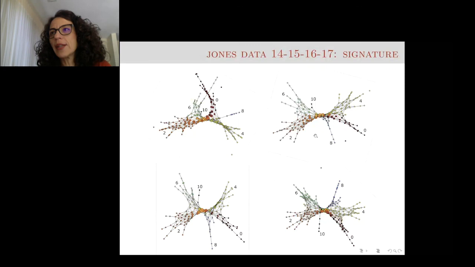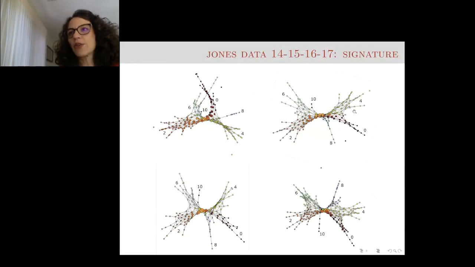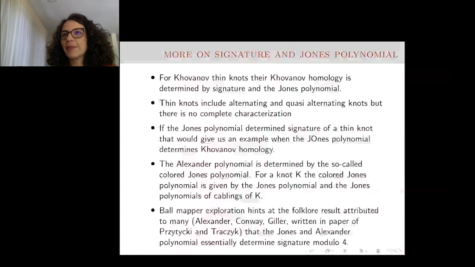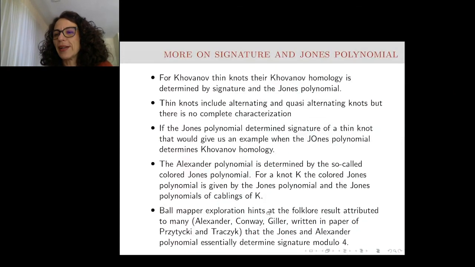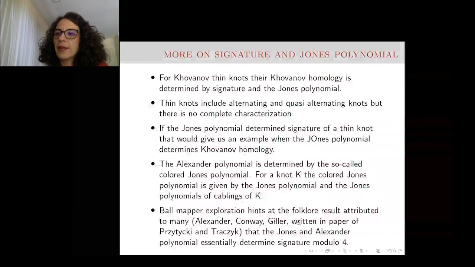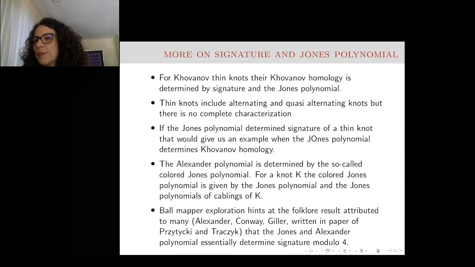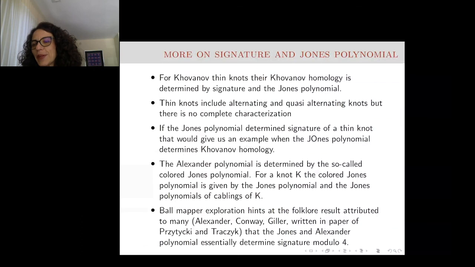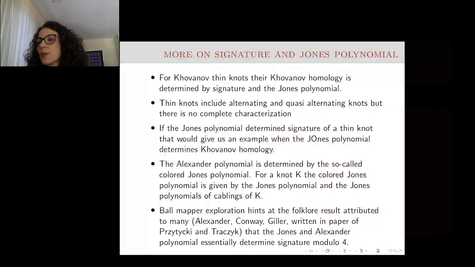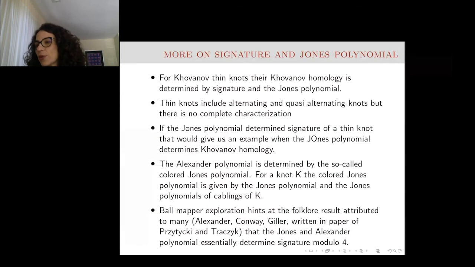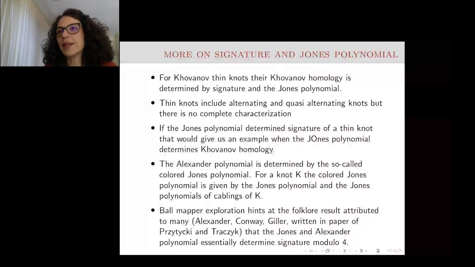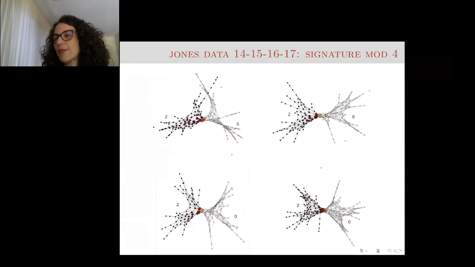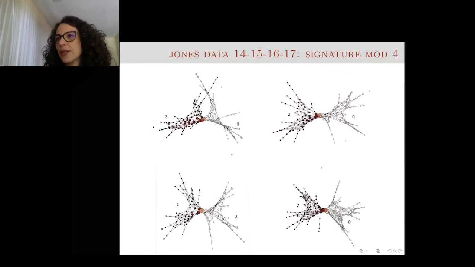But then you can look at it and see that the 2, 6, and 10 are on one side, and the 0, 8, and 4 are on the other side of the graph. Let's look at the very bottom of this slide: the folklore result, attributed to many, many people. I found it written in the Trzaska-Przytycki paper that both the Jones polynomial and the Alexander polynomial determine the signature mod 4. Basically, this is what we can show. If we color these graphs by signature mod 4, we see a clear separation.